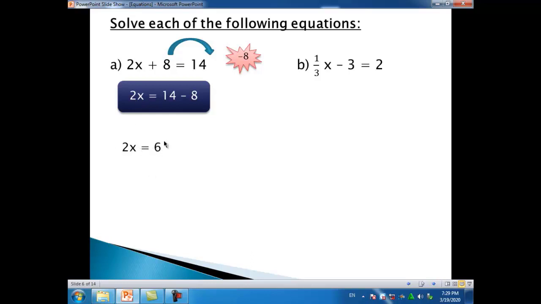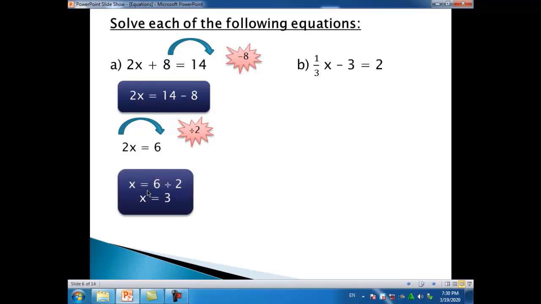Now we can see there is another equation appearing here. 2 wants us to go to the other side with division, of course. So x equals 6 divided by 2, then x equals 3. This is the value of x in this equation.